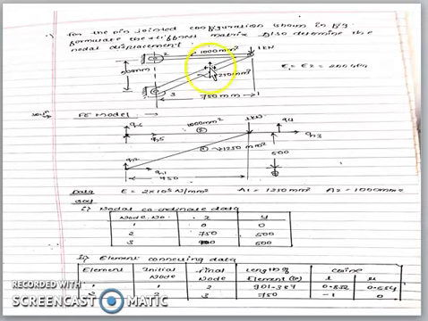He has given the figure, so the total length is 750 and this is 500. E1 and E2 are equal to 200 GPa. Area of this is 1000 mm square, the area of this is 1250 mm square, and at this particular point there is a load of 1 kilonewton acting.